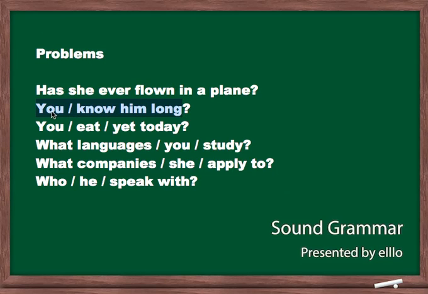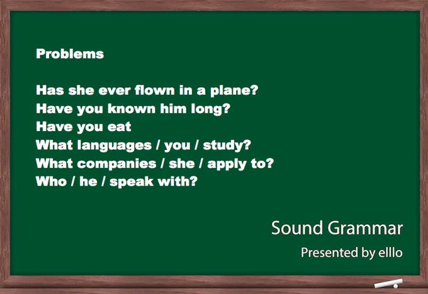So you know him long? The subject is you, so it would be, have you known, that's the past participle, have you known him long? And how about this one? You eat yet today? How would we make that into a correct question? It would be, have you eaten yet today?